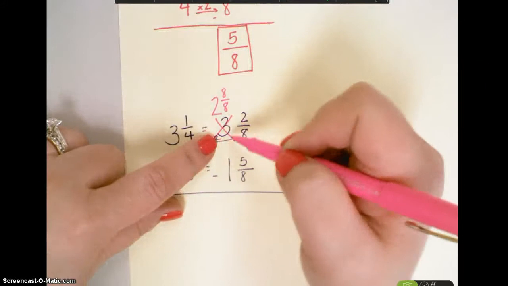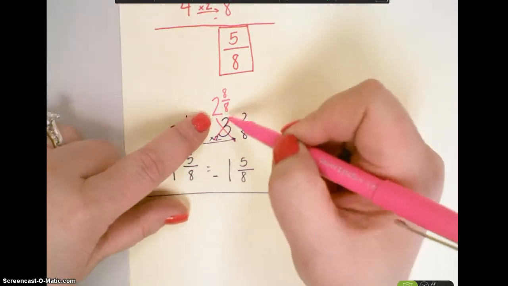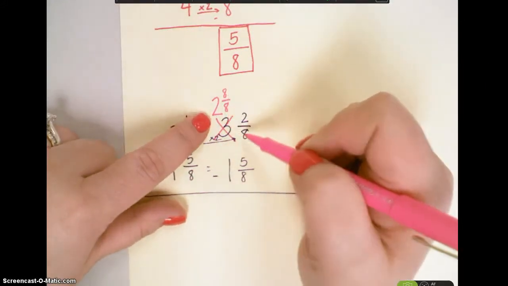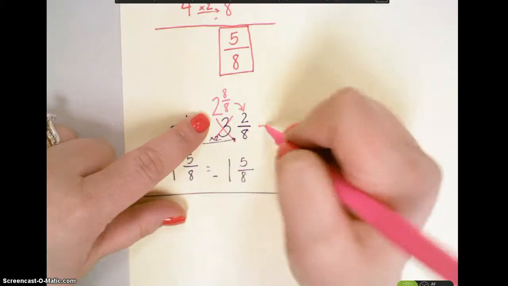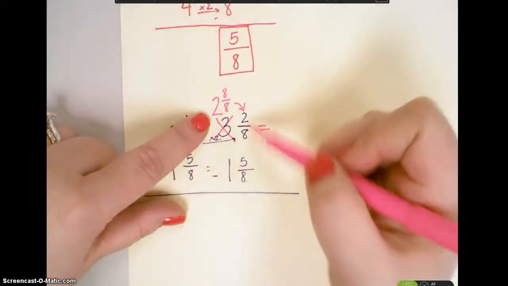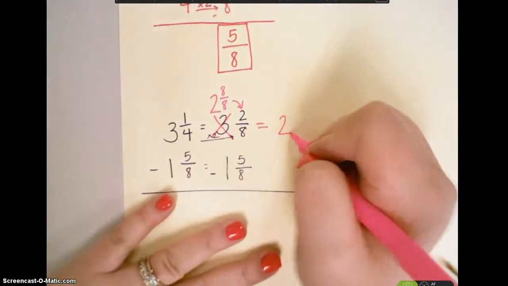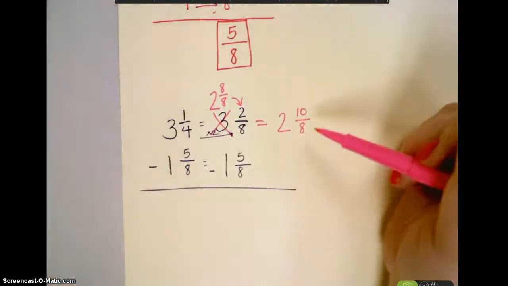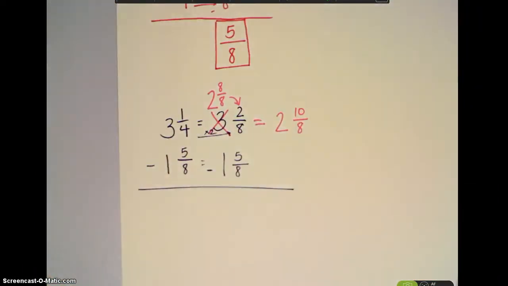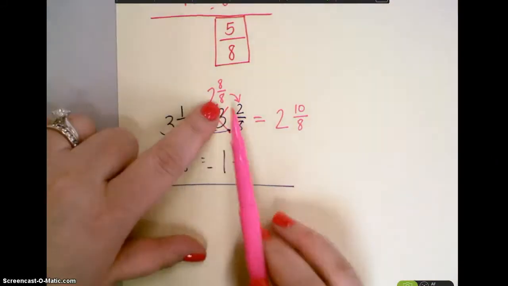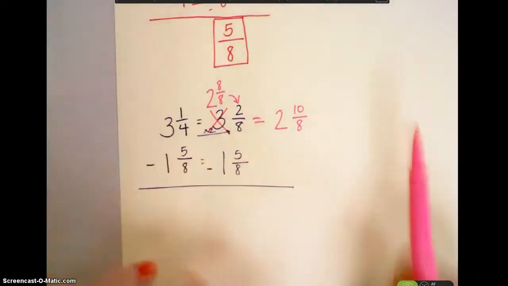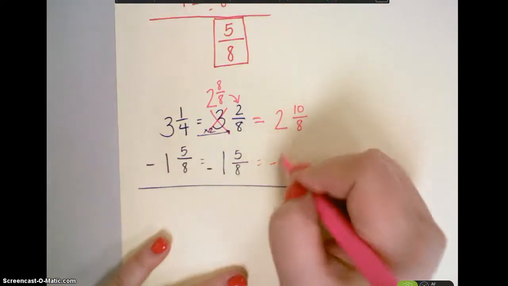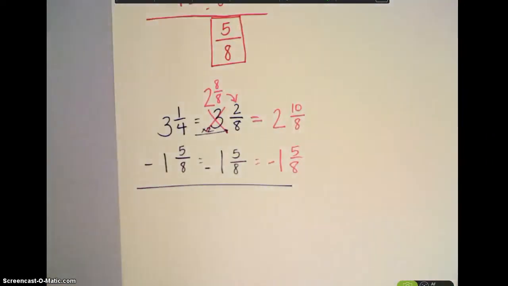So I just basically replaced my 3 with a 2 and then 1 whole written as a fraction using the denominator I already had. So when I transfer this over, I'm going to have to add my 8/8 to my 2/8. So 8 plus 2 is 10. 2 and 10/8. Yes, this is improper. It's supposed to be. It's improper so that we can use it to subtract. That's okay. So I took 2 and 8/8, I added it to my 2/8, I got 2 and 10/8. 2 and 10/8 minus 1 and 5/8. Now I can subtract like normal.